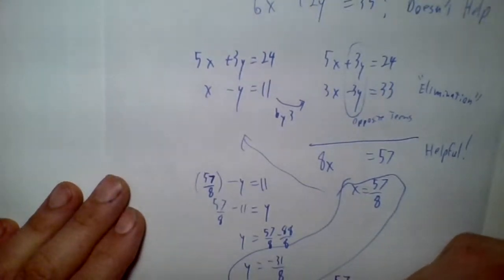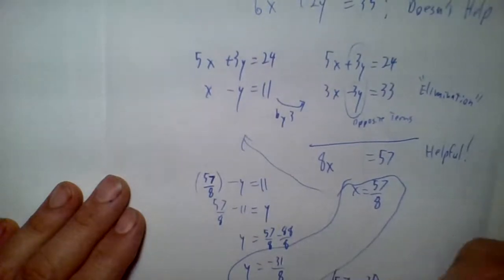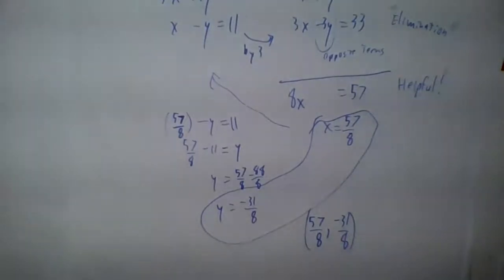I could write it like we usually do for ordered pairs for plotting points. We write X comma Y. That's the ordered pair that works. It's 57 over 8 and negative 31 over 8.